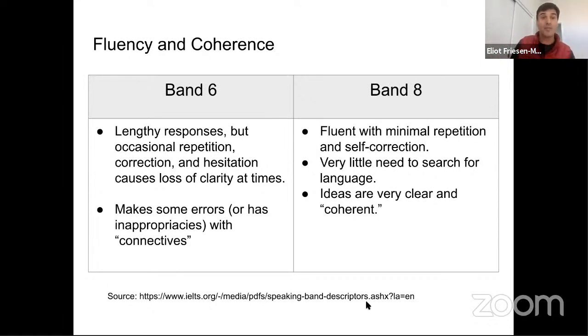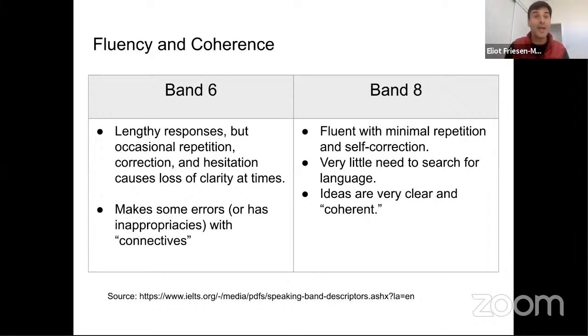But by contrast, band score 8 students don't have this difficulty with fluency, right? They have very minimal repetition and self-correction. They don't need to take all of that time to think about what to say and to get the words and the grammar correct. They don't need to search for language. The ideas are very clear and coherent.